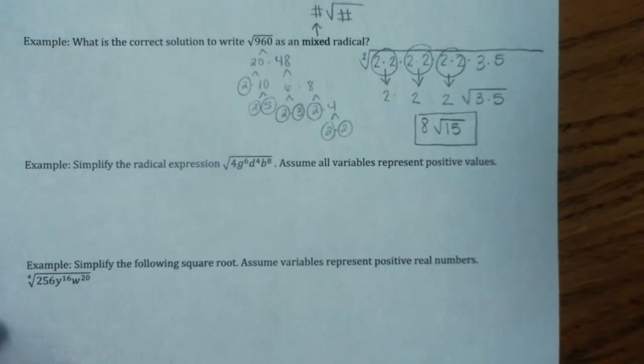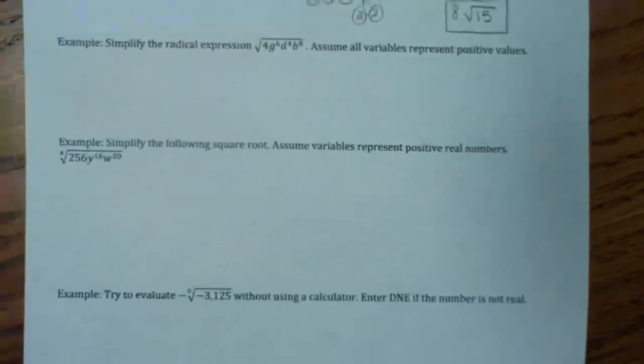Let's do another one. Simplify the radical expression: the square root of 4 g to the 6th d to the 4th b to the 8th. Assume that all variables represent positive values. All right, couple different ways here. I'm going to do it both ways to show you whatever works best for you, you do you.